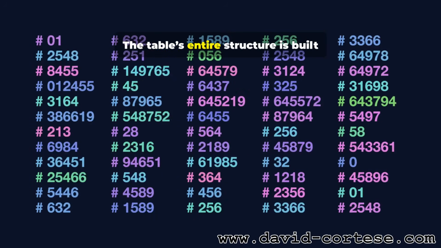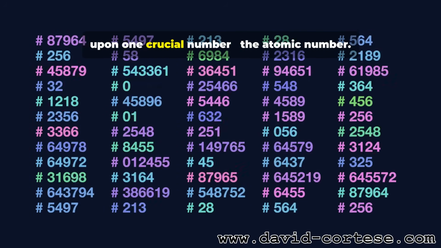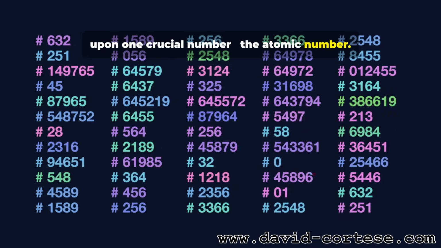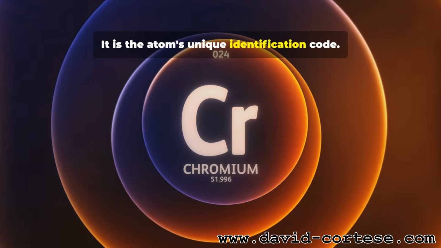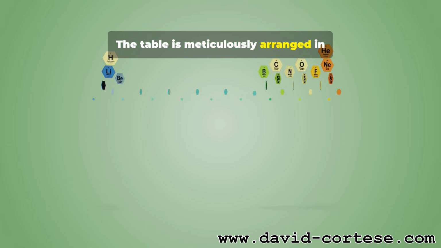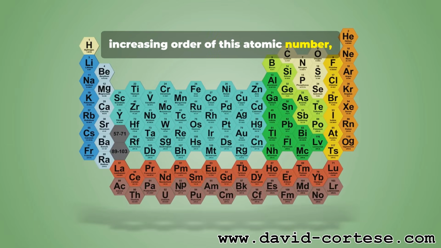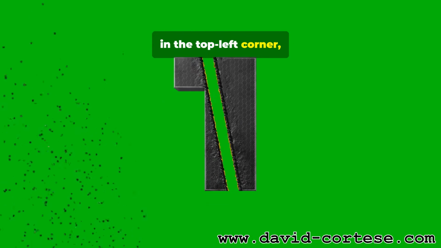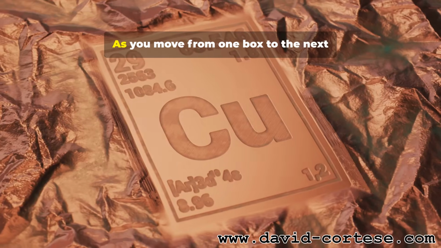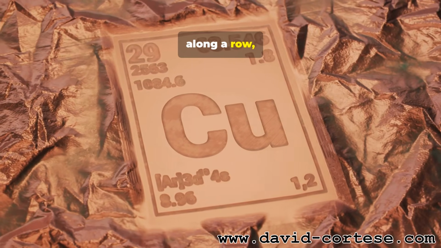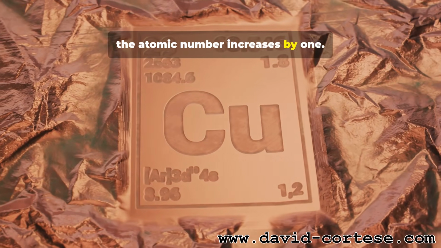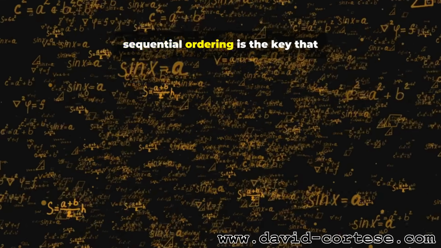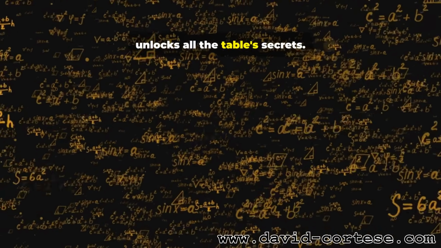The table's entire structure is built upon one crucial number. The atomic number. It is the atom's unique identification code. The table is meticulously arranged in increasing order of this atomic number, starting with hydrogen, atomic number 1, in the top left corner, and moving from left to right. As you move from one box to the next along a row, the atomic number increases by 1. This simple, sequential ordering is the key that unlocks all the table's secrets.